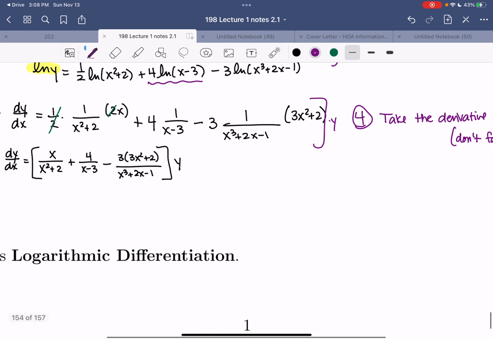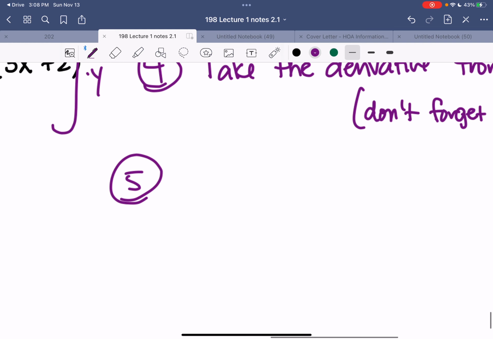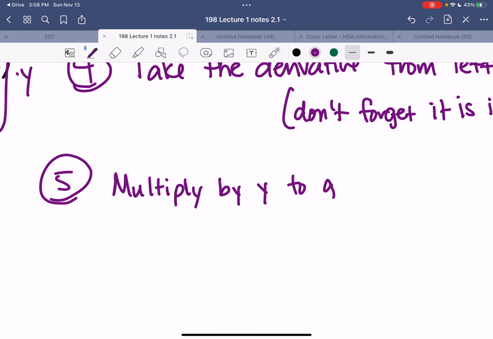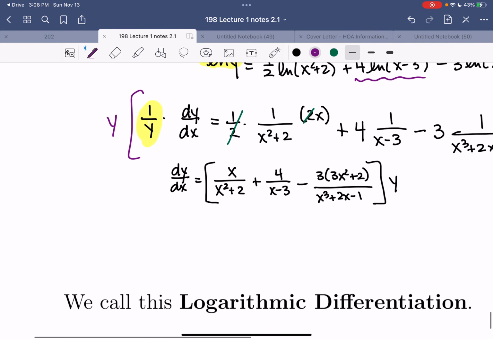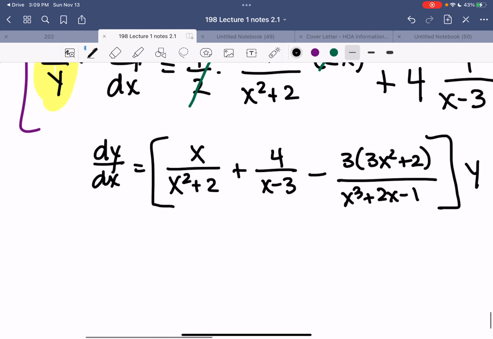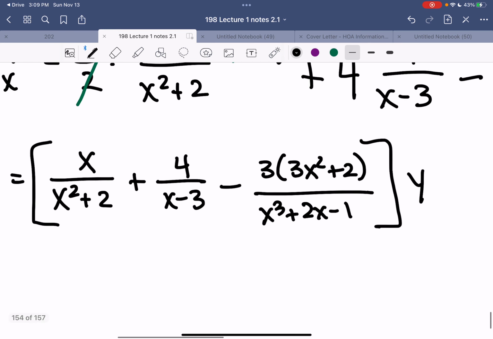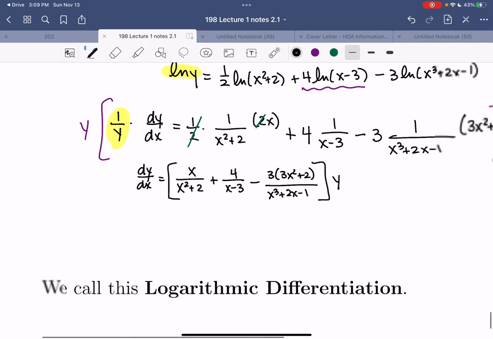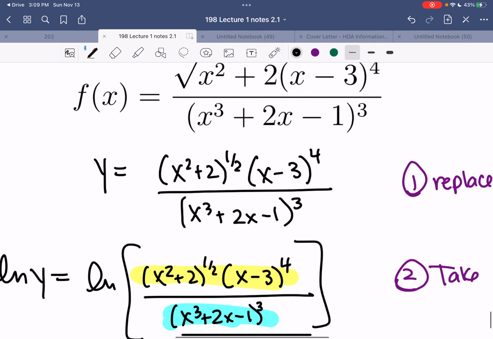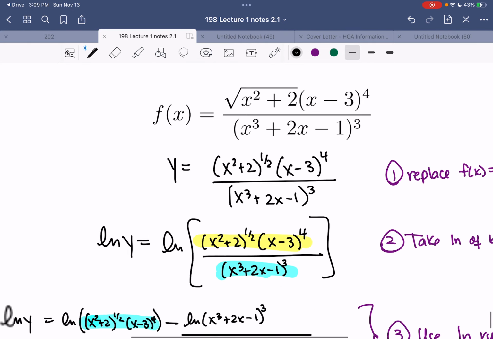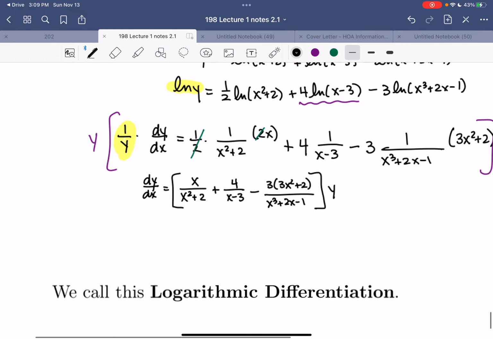So what did we do? In step 5, we multiply, in this case by y, in most cases by y, to get dy over dx by itself. Okay. And then the very, very, very last thing I'm going to do is this function is now in terms of y, but we started with something all in terms of x's. So I'm going to replace my y with what it's equal to. And what it's equal to is my original function. Okay, so I replace my y with my original function, and that gives me my final answer.